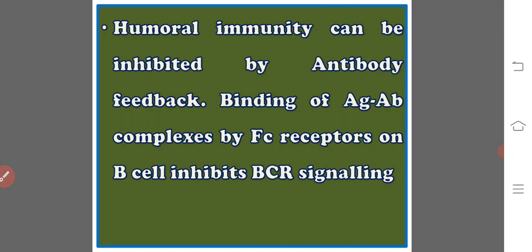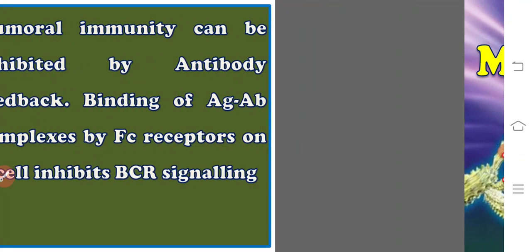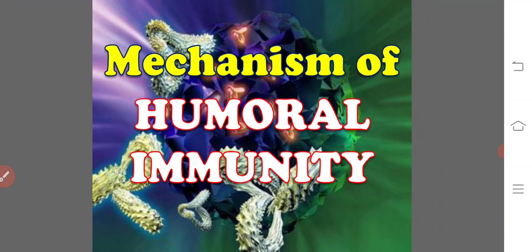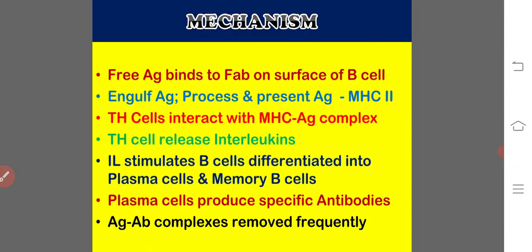Finally, the humoral immunity can be inhibited by antibody feedback, binding of antigen antibody complexes by receptors on B cell inhibits the BCR signaling. And coming to the mechanism of humoral immunity, what is the mechanism behind the response of antibody? Here, under the mechanism, we will discuss these things.